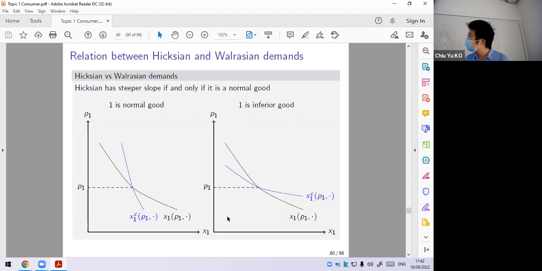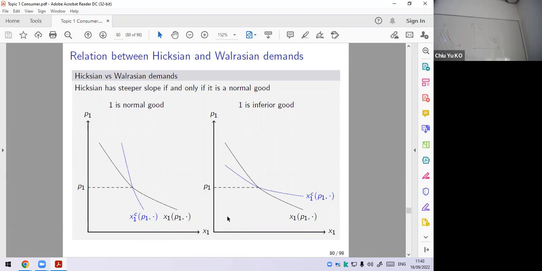Just one more thing about this particular slide. It's about how you compare the Hicksian demand and the Marshallian demand. As I said, if there's no income effect, then the two curves are the same. Now if it's a normal good, suppose we start from this point. This is the Marshallian demand. And you may ask, if it's a normal good, why is the Hicksian demand like this? It's a very simple idea.